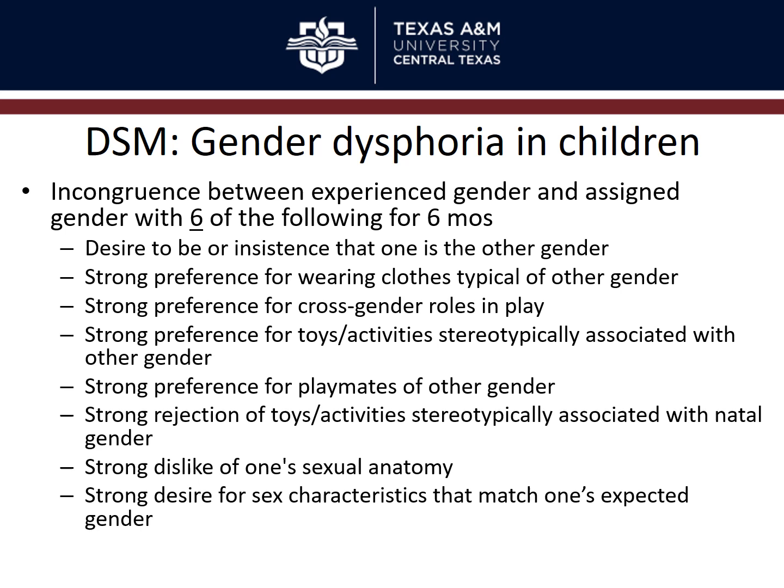Dislike of their own anatomy. Why do I have this penis? It's gross. I want it off. And then a strong desire to look like a girl. I want breasts like mommy. I want to look like that. That's who I am. So for kids, it has to be at least 6 months with at least six of these things for diagnosis. And it also has to cause distress or impairment.